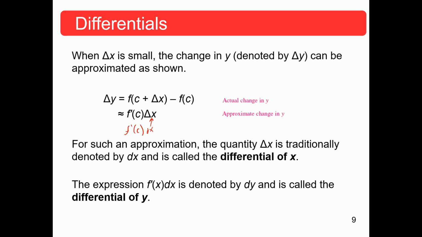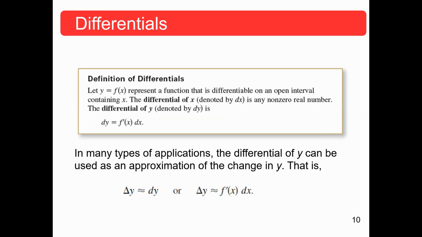I'm going to show you something and then I'm going to show you something else. But what we were going to say is, okay, if we let y be a function differentiable on an open interval containing x, the differential of x, which we call dx, is any non-zero real number, and the differential of y is given as dy equals f prime of x dx. Now, I want y'all to think about this. This is not mathematically accurate, but I want you to think about this. dy dx equals f prime, right?